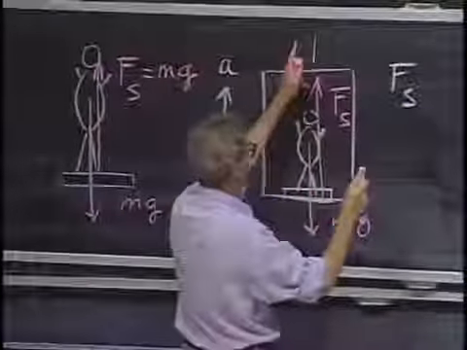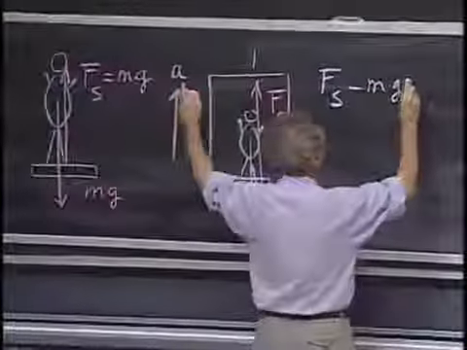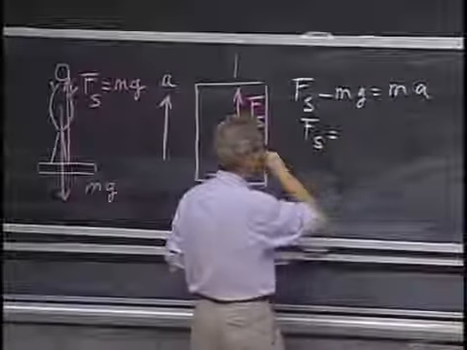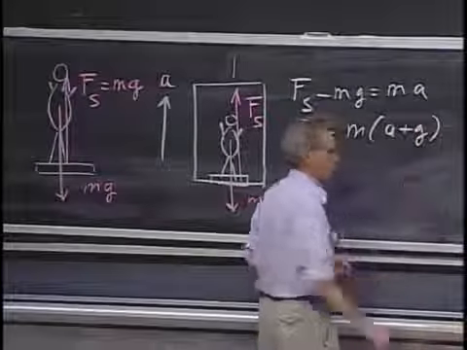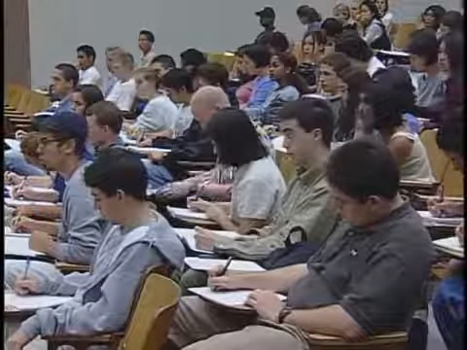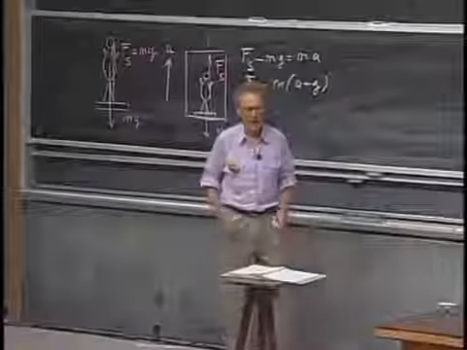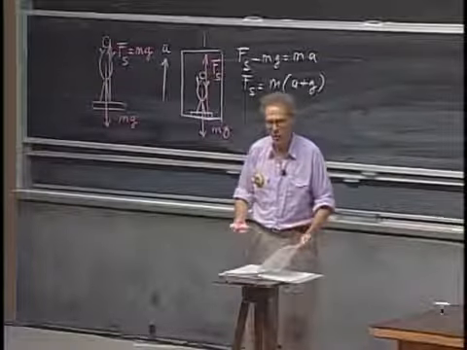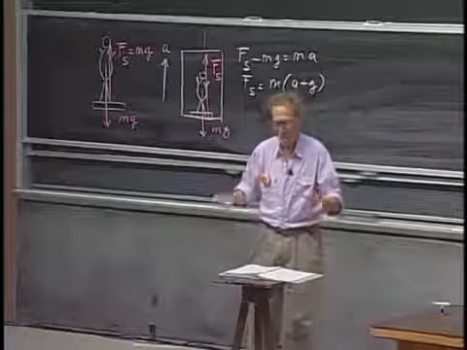F of s is in plus direction, minus mg, it's in this direction, equals m times a. And so the bathroom scale indicates m times (a plus g). And I have gained weight. If this acceleration is 5 meters per second squared in this direction, I am 1.5 times my normal weight. If I look on the bathroom scale, that's what I see. Seeing is believing. That is my weight.